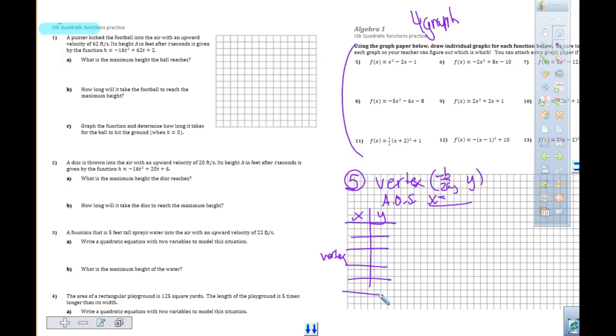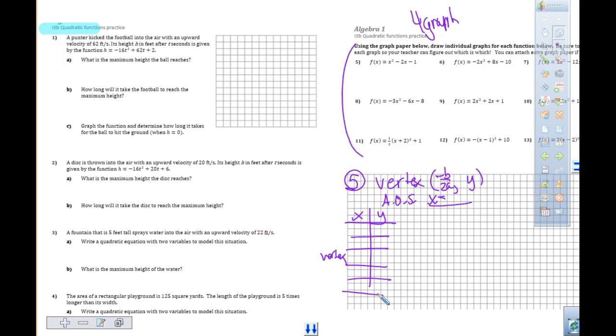Take a look at question 1. Ian, would you read number 1 for us? A punter kicks a football in the air with an upward velocity of 62 feet per second. Its height h in feet after t seconds is given by the function h equals -16t squared plus 62t plus 2. So this equation, the reason they use 62 here is because that's our velocity.